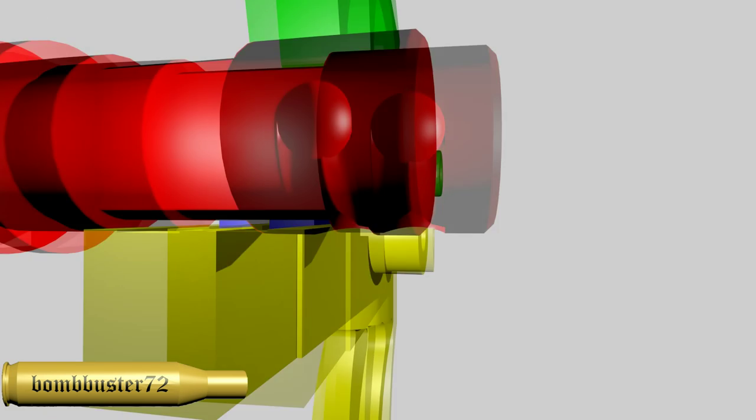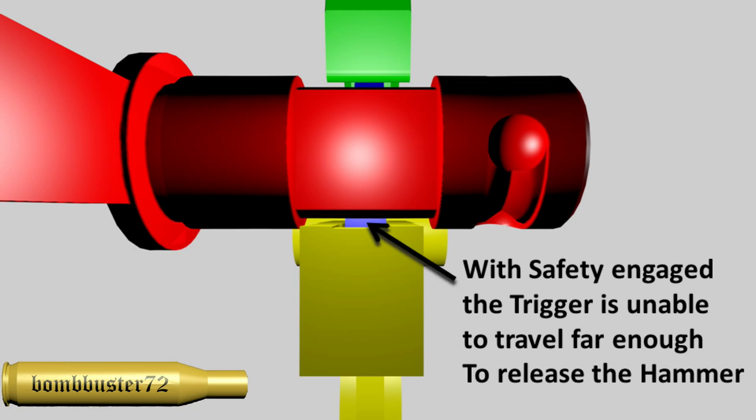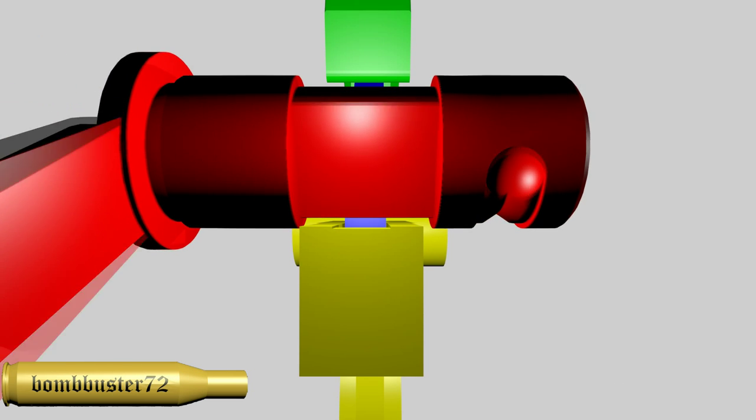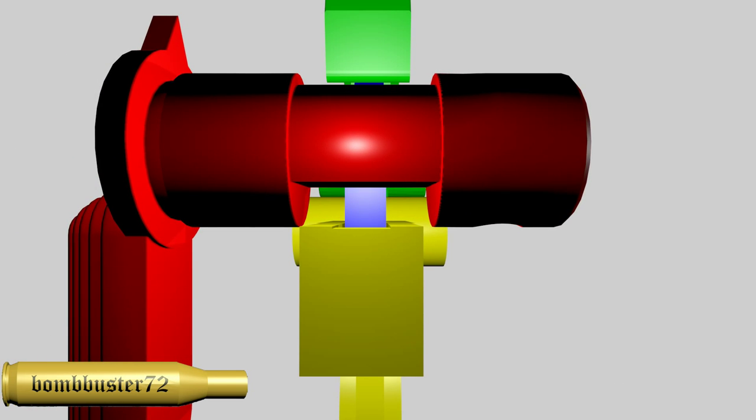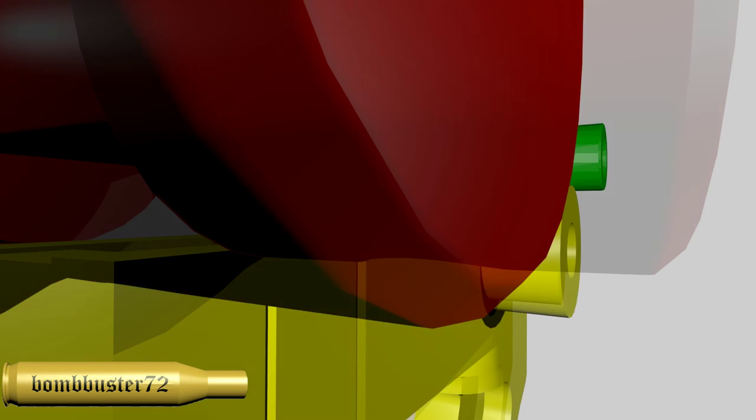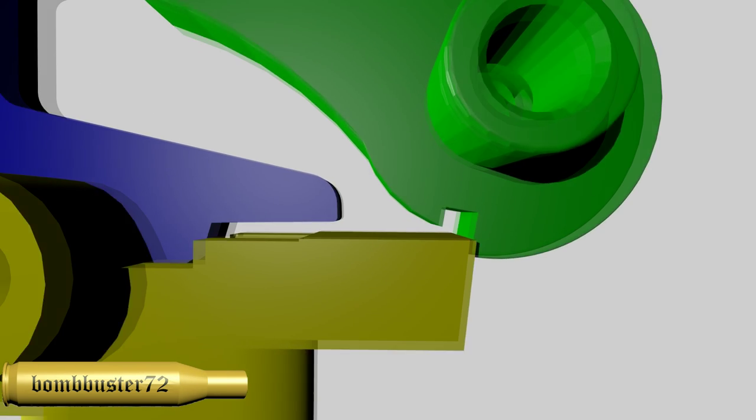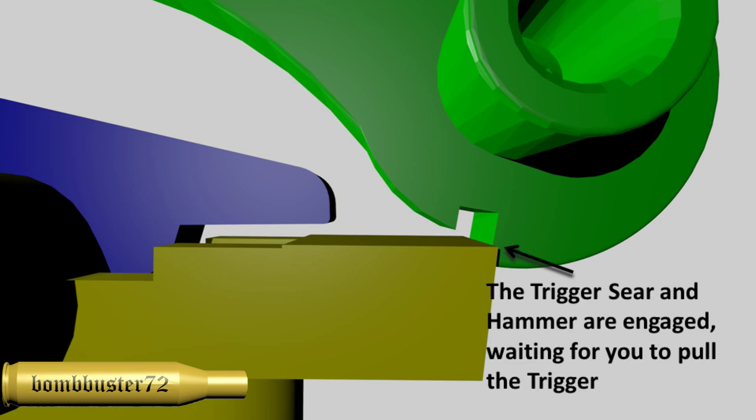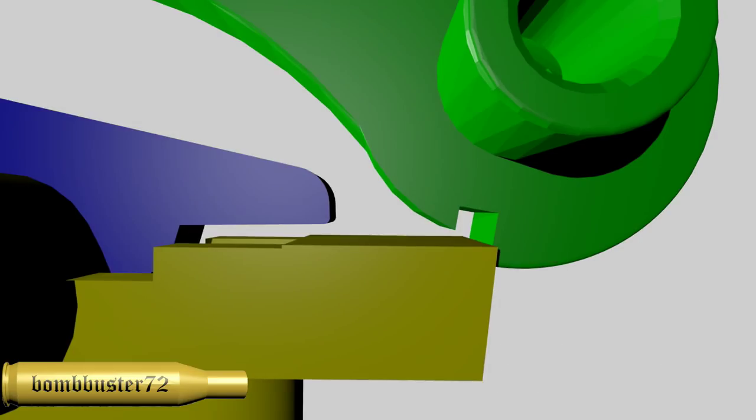So what we have here, when the safety is engaged, the trigger is not able to travel far enough to release the hammer. Once you rotate it, the cutout on the inside of the safety selector will allow the trigger to move. The sear on the trigger and the hammer surfaces are engaged currently, and they're waiting for you to pull the trigger.